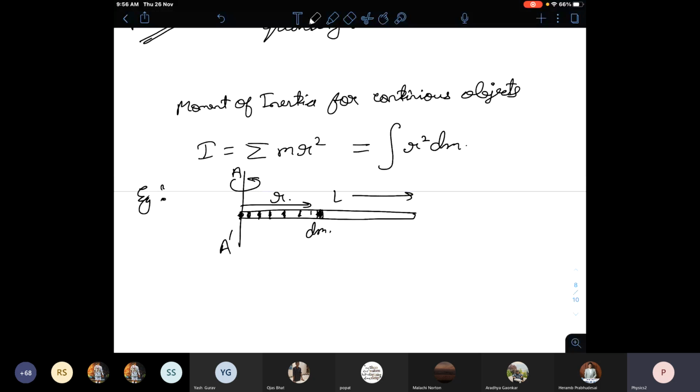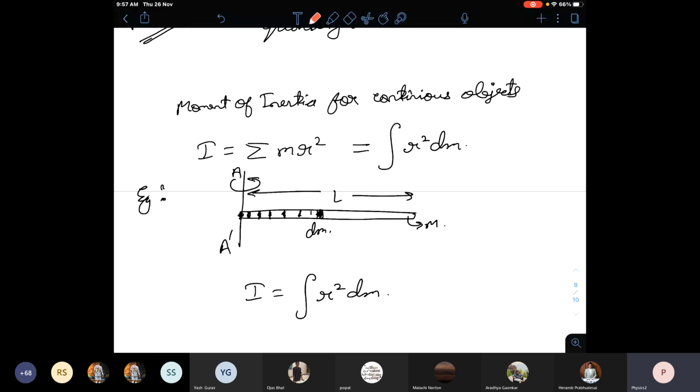Suppose the length of the rod is L and its total mass is capital M. If I want to calculate the moment of inertia, I will have to do integration r square dm.